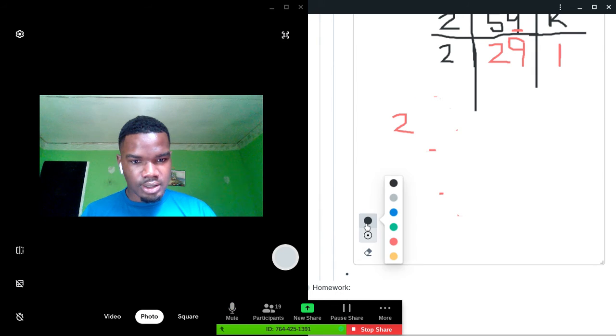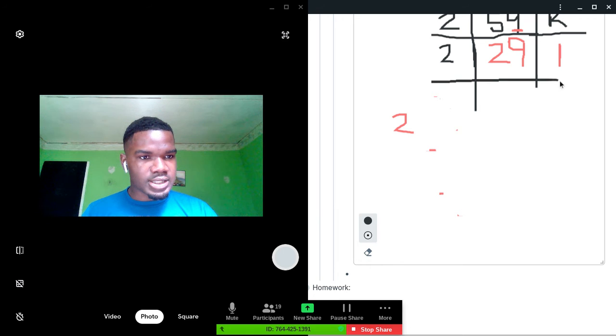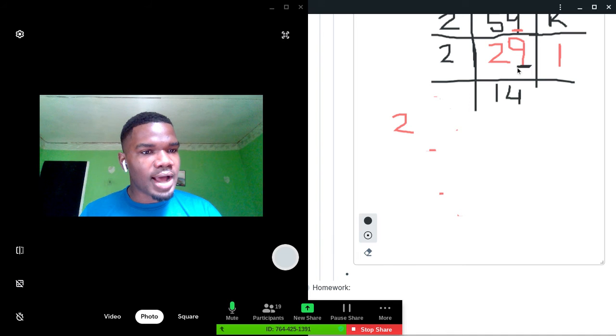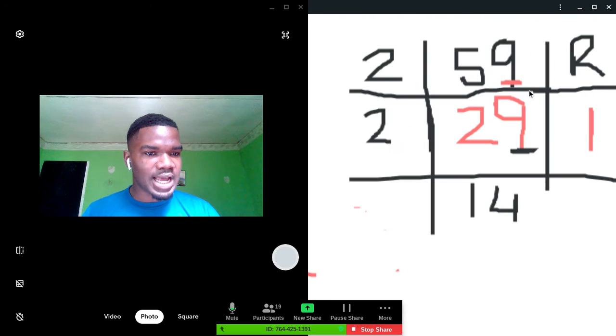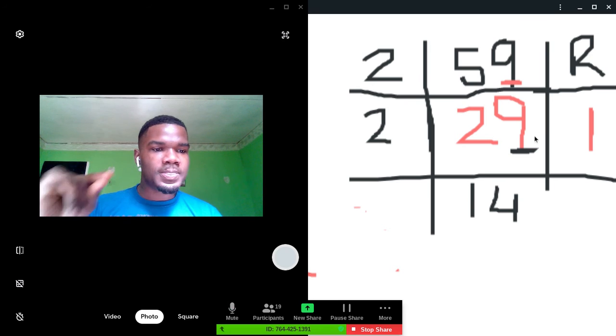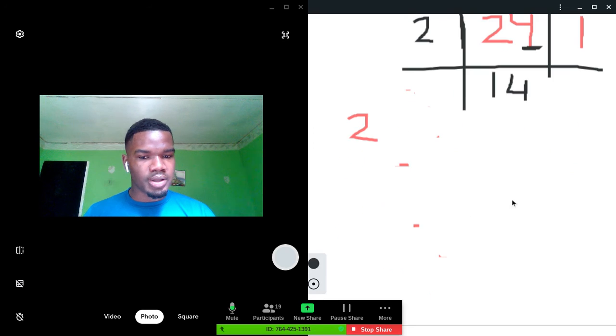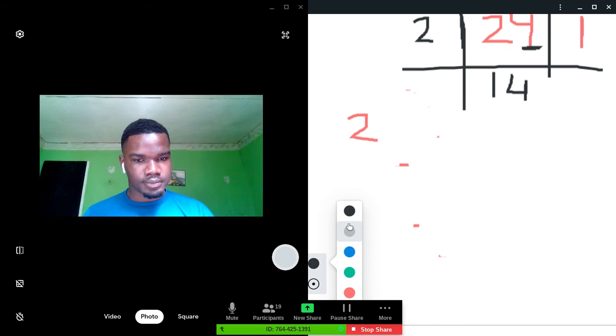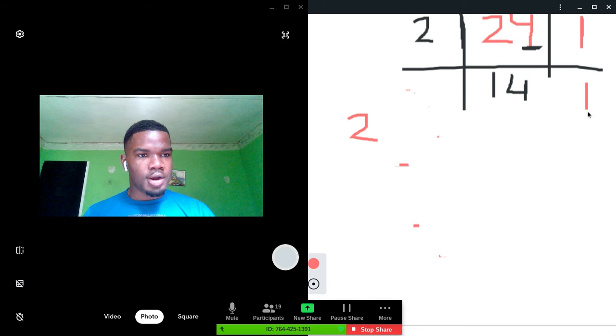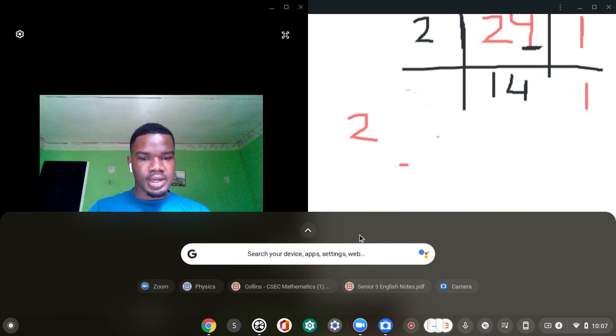Let's draw that. But guess what? That 14 has a remainder of 1, right? Because you can look at the end of the answer, which is 9, and you'll know every time that would give you an uneven number. So the remainder here would be 1. Let's put it. Here we go, 1.